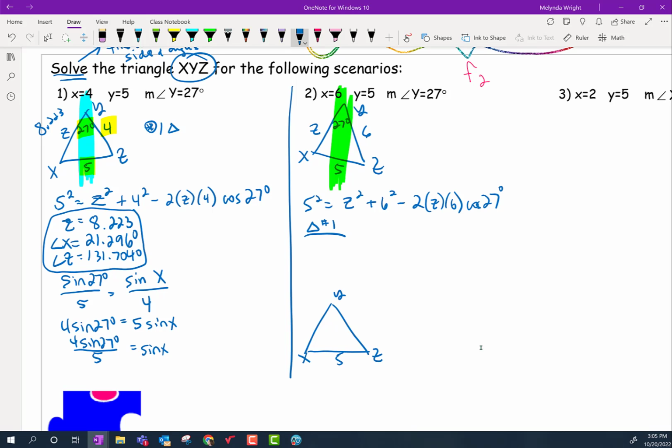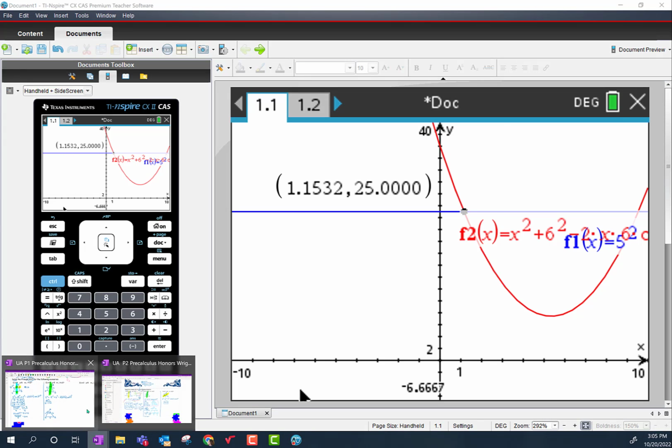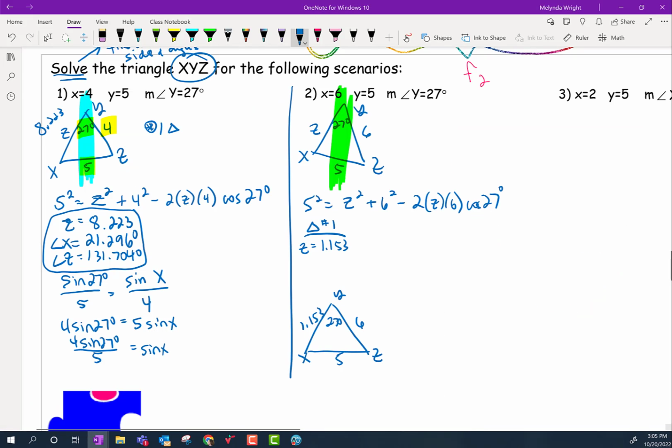So that was a 5, that was a 6, that's a 27 degrees. So in triangle number 1, our side Z was 1.153. Was it 4? 1.1534? No, 1.1532. Okay, that's what it was.